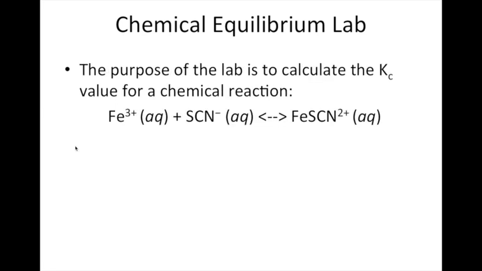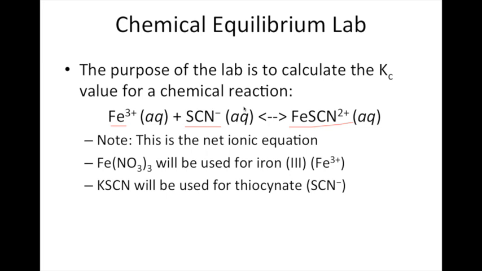So for this lab, we're going to calculate the Kc value for this chemical reaction. Iron 3 plus thiocyanate yields iron thiocyanate, excuse me. And we'll allow this to come to equilibrium, which will occur in just a couple of minutes, and we'll be able to calculate the equilibrium constant for this. Now, we also want to note that what we see here is the net ionic equation. The solution we're actually going to be using for iron, we're going to be using iron nitrate, will be our source of iron 3, and potassium thiocyanate will be our source of thiocyanate. So we're just looking at the net ionic here.